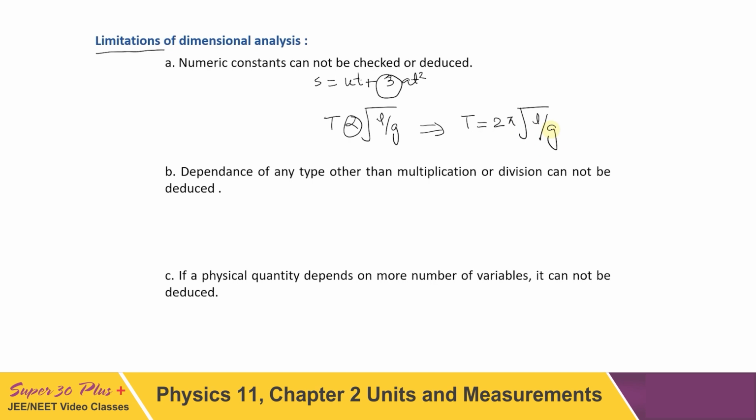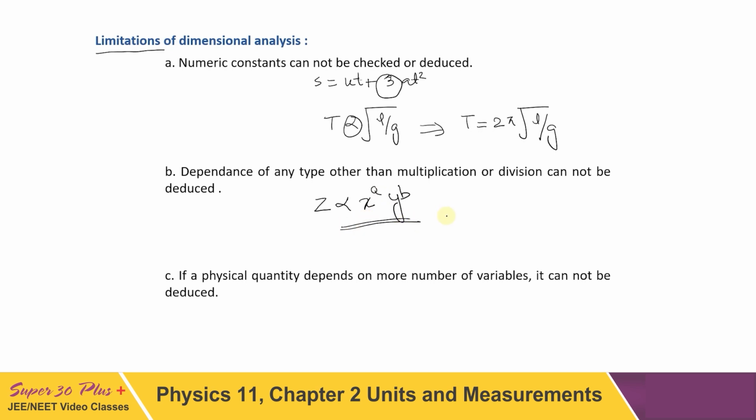Now come to the second limitation. The second limitation is that dependence of any type other than multiplication or division cannot be deduced with help of dimensional analysis. As I have just discussed that we can write dependence as, like if z depends on some quantities x and y, so we can write z is proportional to x to the power a and y to the power b. What kind of dependence is this? Only of product and division type.